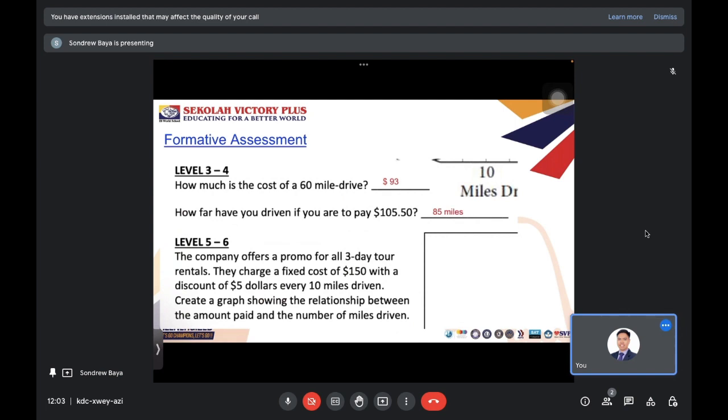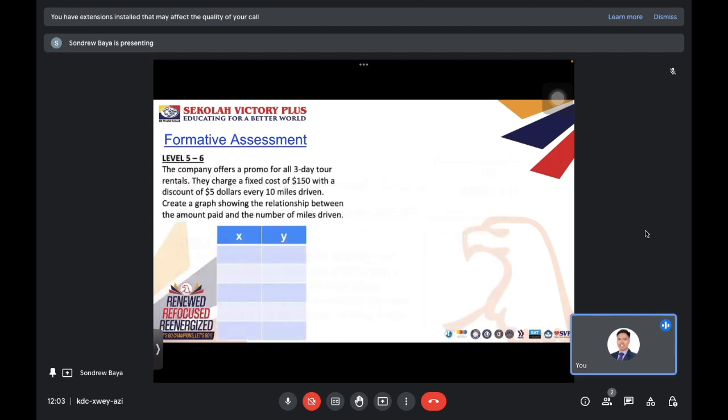All right. For level 5 and 6, many of you actually got a mistake here. Maybe perhaps you didn't understand or you didn't really get what the meaning of discount is. Discount means that the amount becomes lesser. So if you're given a discount, say in a store, the amount you are to pay would be much lesser than the regular or the original amount.